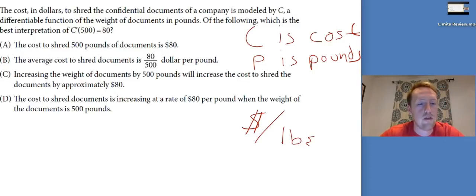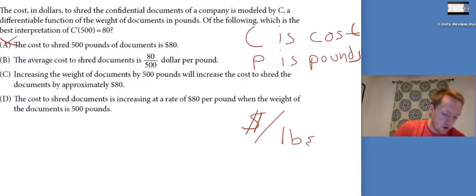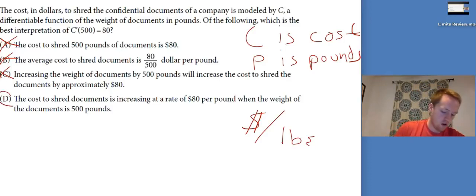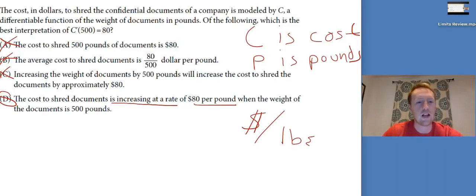So the cost to shred 500 pounds of documents is $80. No. The average cost? No. Increasing the weight of documents by 500 pounds will increase the cost to shred the documents by approximately $80. No, that doesn't say anything about instantaneous rate of change. The cost to shred documents is increasing at a rate of $80 per pound when the weight of the documents is 500 pounds. Perfect. We've got increasing at a rate, dollars per pound when it's 500. That's exactly what we're looking for.